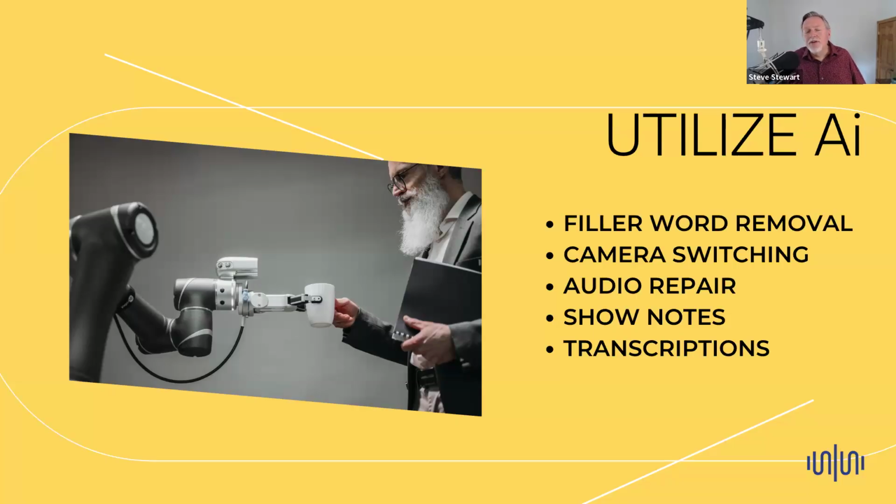But camera switching, if you're editing a video version of your podcast, using AI is going to save you tons of time. It's built into tools like Riverside, Descript. These things are fantastic. Audio repair. There are times where I'll get some audio and it's just horrible. I try my best to make it sound decent.